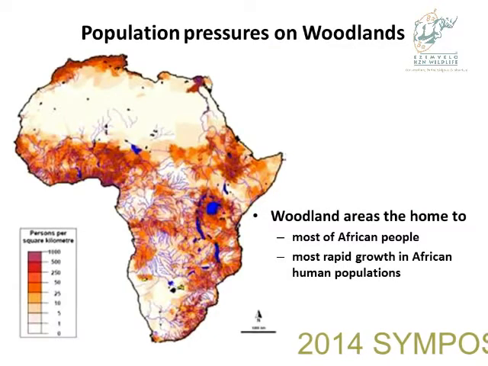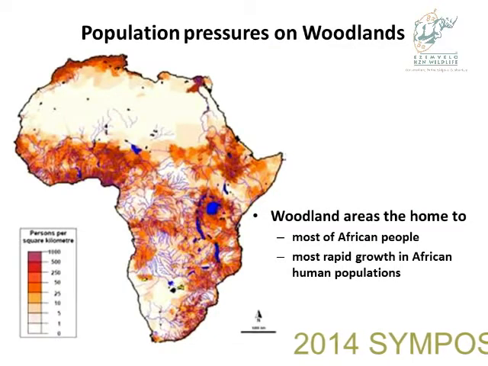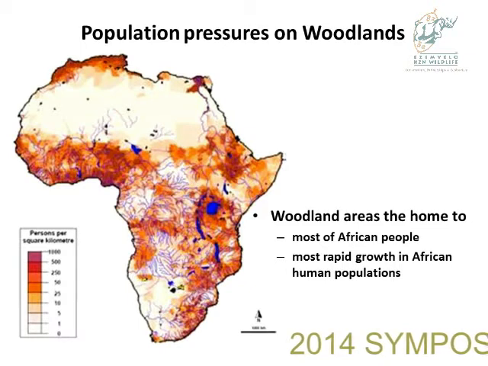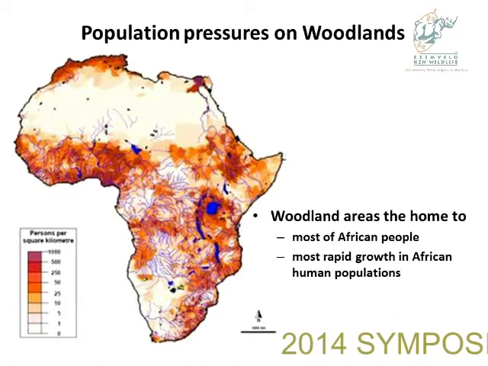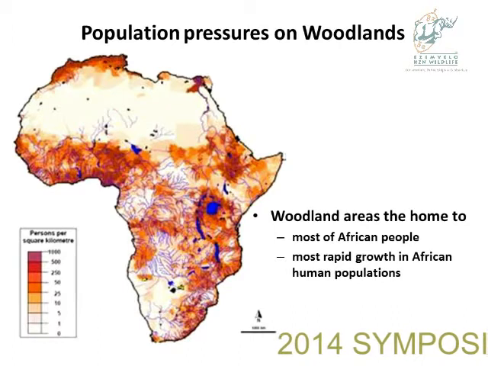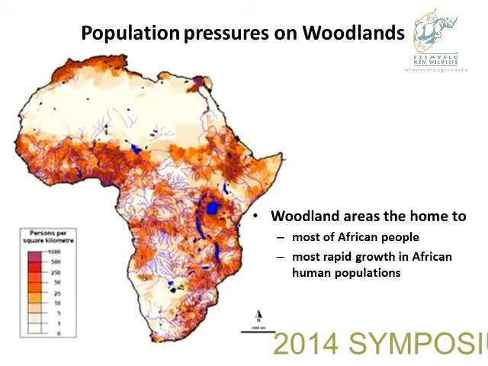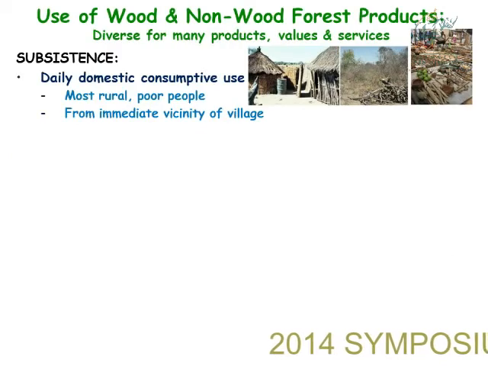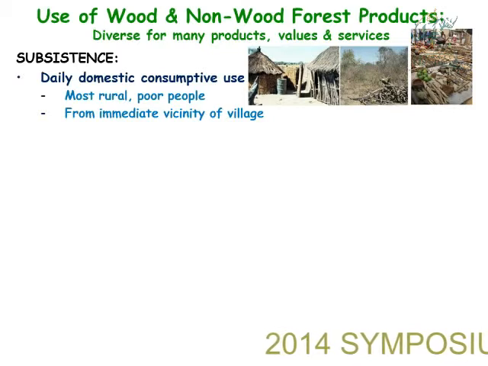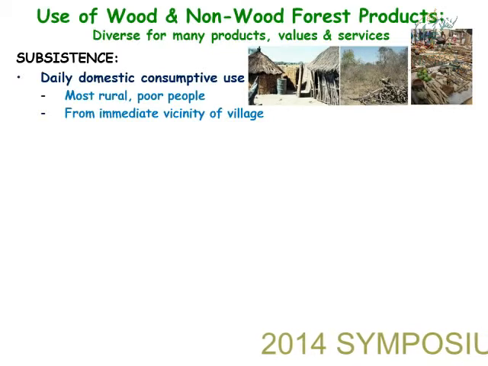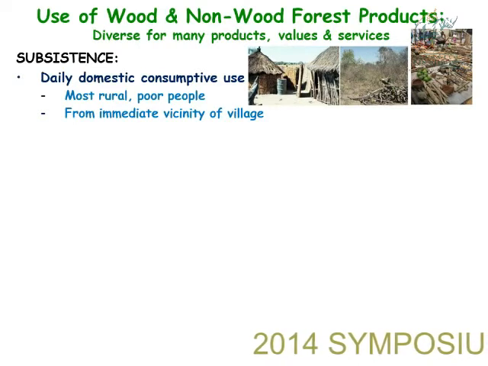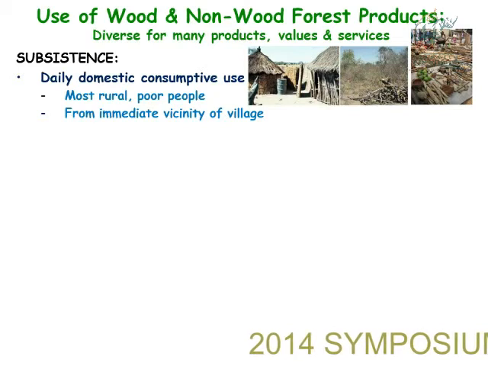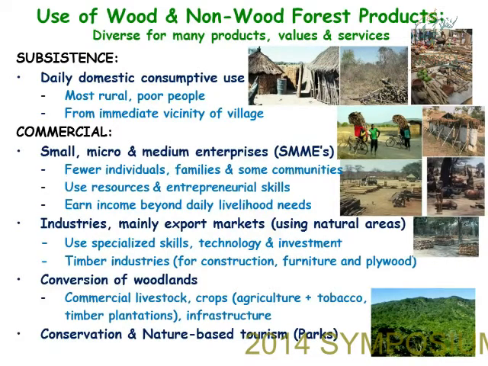If you think about this area, the areas around the tropical moist forests are the most populated areas in Africa, and that's where the most rapid growth in African populations are. So we have major problems with resource use in these areas. So what are people using? A lot of people, subsistence use, they use construction material for houses, fences, they use firewood, they use medicinal plants, and many other things. Some of that goes commercial, and there are different levels of commercial utilization of resources.